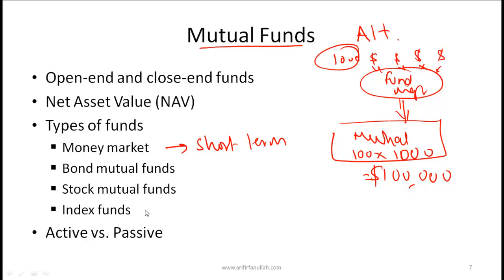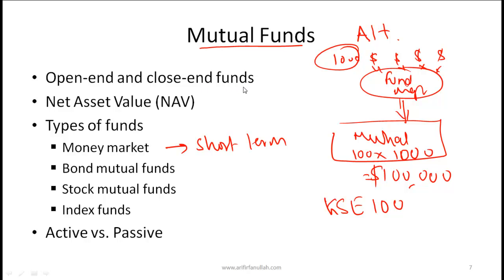Index fund would mean that the mutual fund manager is simply saying that all the money is being invested based on an index. So if we have a mutual fund based on the KSE 100, that means that all the money that is collected is simply invested in stocks that are on the KSE, Karachi Stock Exchange 100. Again, more on this when we do alt. But I also want to just illustrate 2 other important terms.